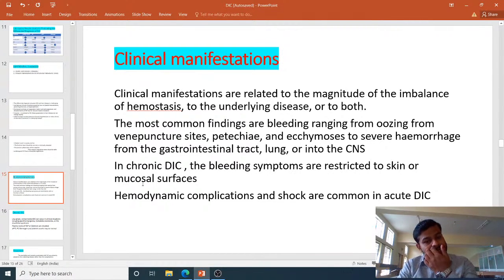In chronic DIC, the bleeding symptoms are restricted to skin or to the mucosal surfaces. So you can see petechiae, ecchymosis, these kinds of things, but you won't see any GI bleeding or hemoptysis or any hemorrhagic stroke kind of manifestations. Hemodynamic complications and shock are common in acute DIC. So you should keep that in mind.